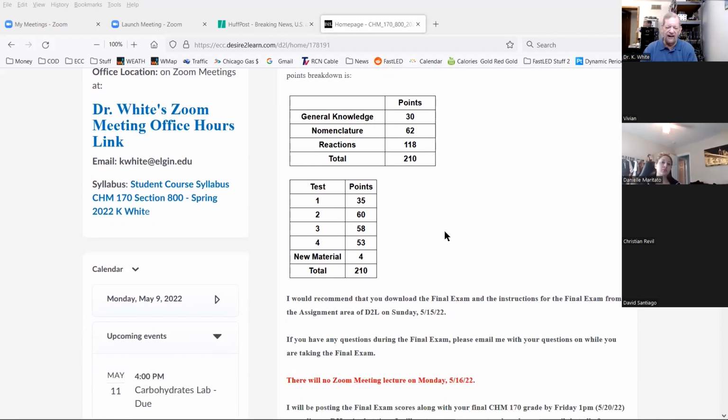Another way of looking at it is broken down by test. Test 1 material, there'll be 35 points. Test 2, 60. Test 3, 58. Test 4, 53. A new material, amino acids and proteins, 4 points. And it still adds up to 210, with 10 bonus points.